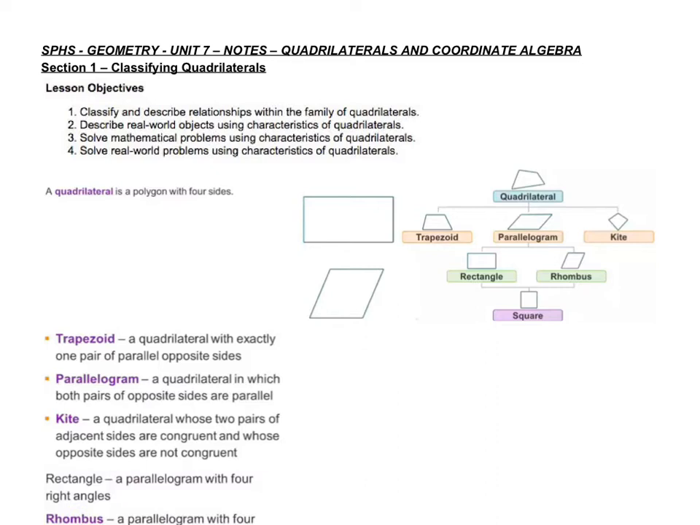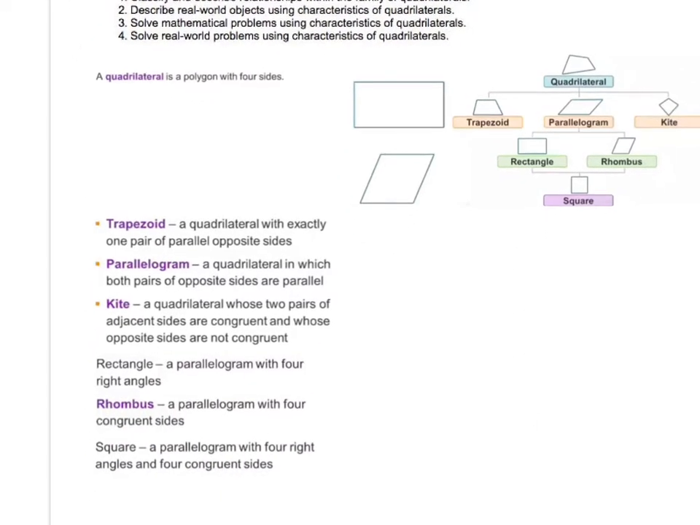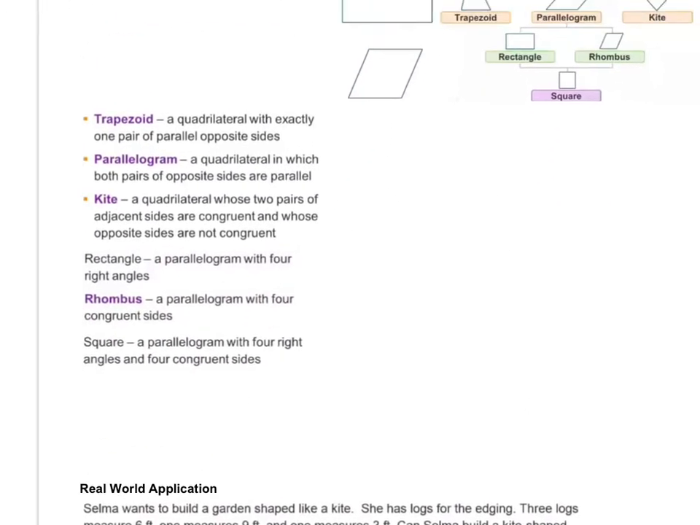Now, quadrilateral is a generic term for any 4-sided figure, and we can break that up into different sections: a trapezoid, a parallelogram, a kite, and then we'll really focus on parallelograms because that's how we get rectangles, a rhombus, and the most special one, a square. So when we talk about these, let's take a look at this.